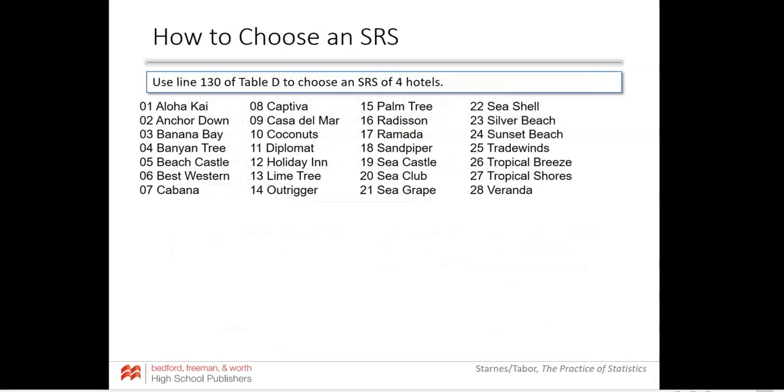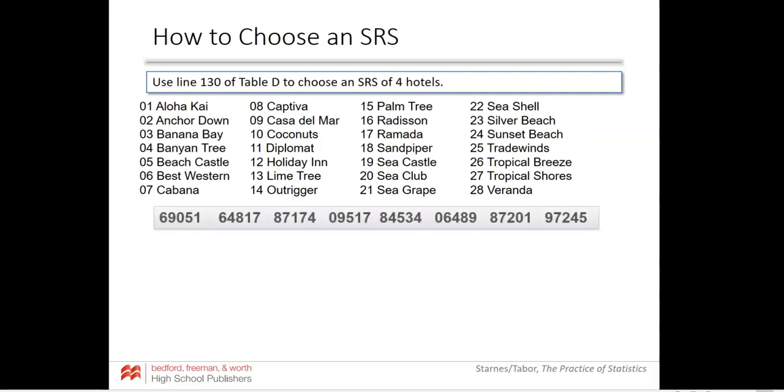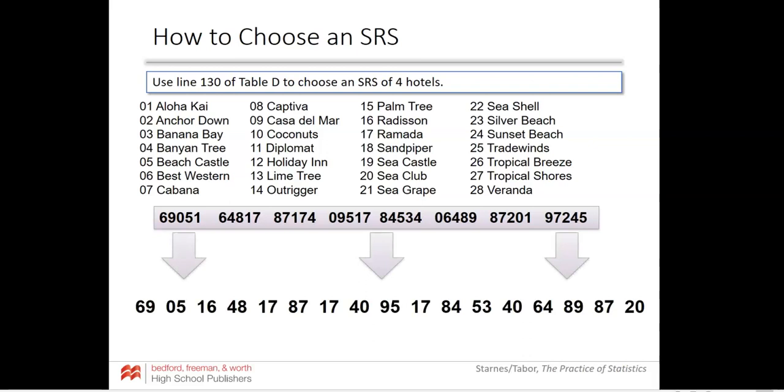So, for example, say you were going to choose from these hotel brands. I'm going to choose 4 of them, and we're going to use a line of Table D. Table D might look like this. It has a whole bunch of random numbers in random order. They're grouped in clumps of 5, but you're going to look at them in groups of 2 consecutive integers, read left to right. So you can see 6, 9, 0, 5, 1, 6. 1, 6 is the third group of 2, even though it spreads across 2 different clumps there. It's the third group of 2.